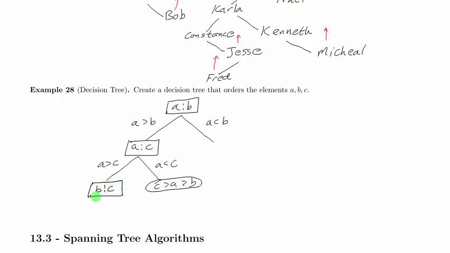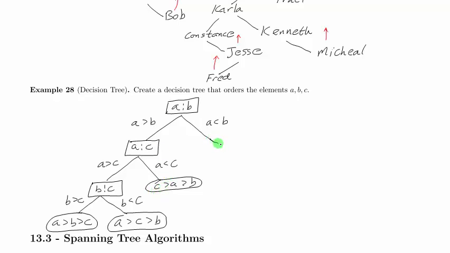If B is larger, then we know that A, since it's greater than B, is going to be the largest, followed by B, and then C. We've got our complete ordering there. Or, in the case that C was larger, we know that A is greater than C, so A is still the largest, followed by C, and then B is the smallest in that branch. And that finishes our decisions there.